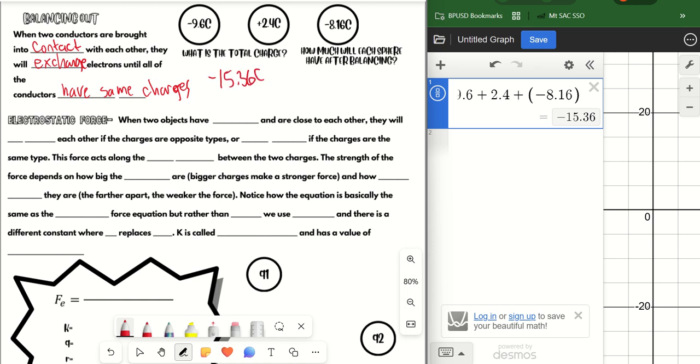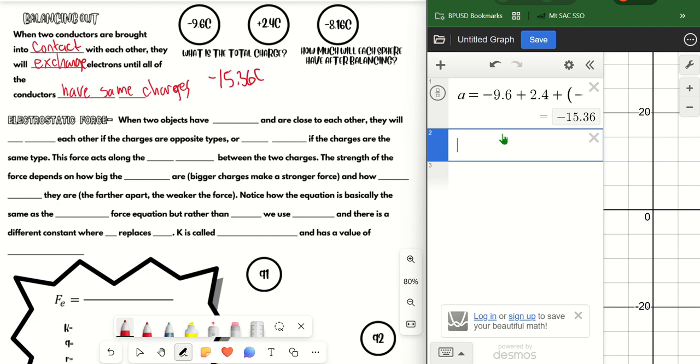Now, if I add all these together, I am going to have a total charge of negative 15.36 coulombs. And then after they all balance out, I'm just going to call this A. So I get the total charge when I add all these together. I get a value that I'm calling A, and this is negative 15.36 coulombs. And now, after they touch each other, they're all going to exchange electrons until the charges balance out. So I'm going to have that charge split between 3 objects.